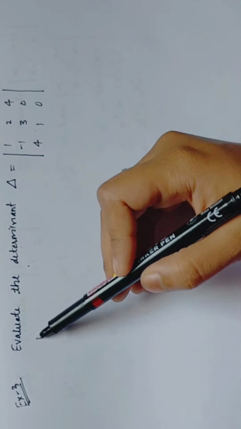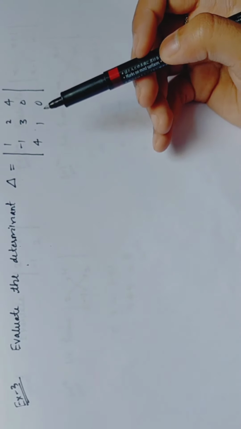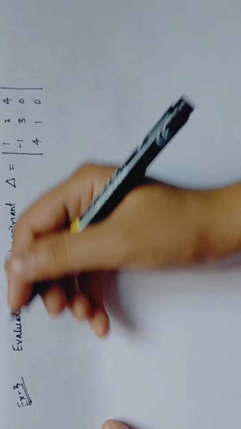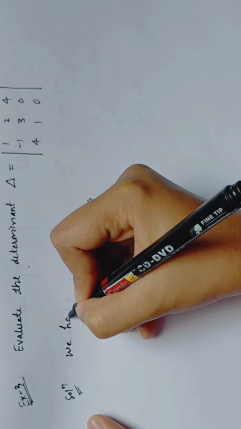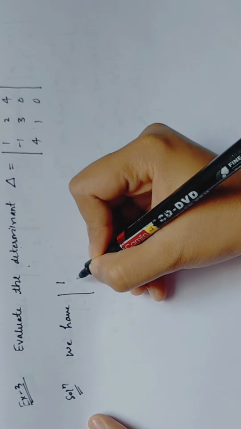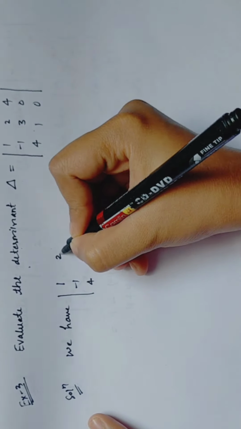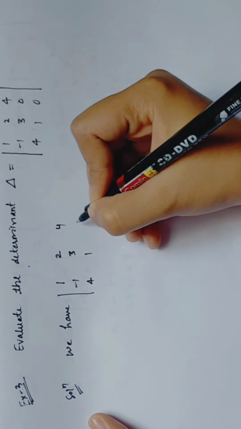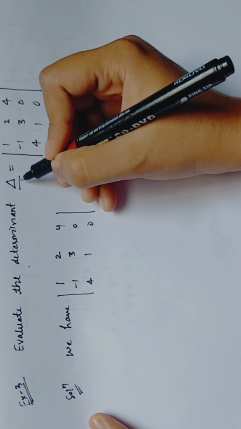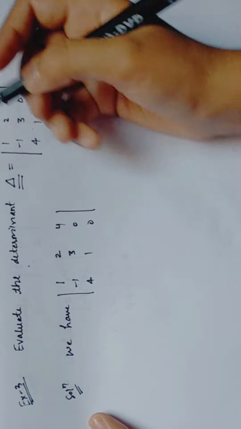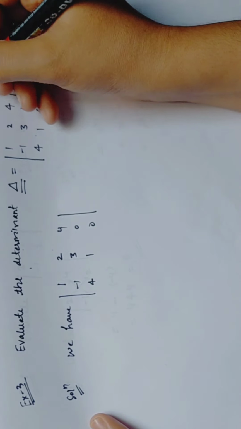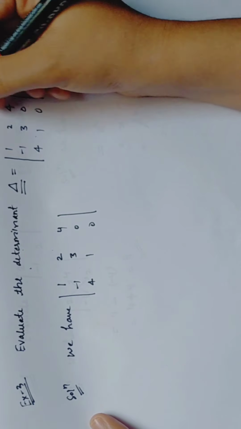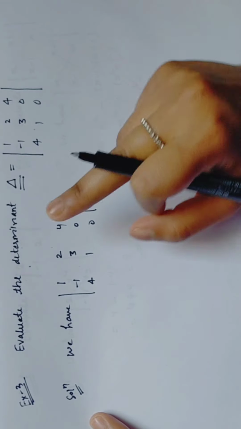Now here comes a problem of 3 by 3 form. So we already know how to solve 3 by 3 form. See here, solution. We have 1, minus 1, 4, 2, 3, 1, 4, 0, 0. We know this is the sign of determinant. As we write determinant of A matrix or like this, it is also a sign of delta. That means it represents determinant.